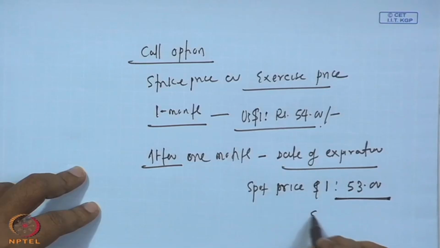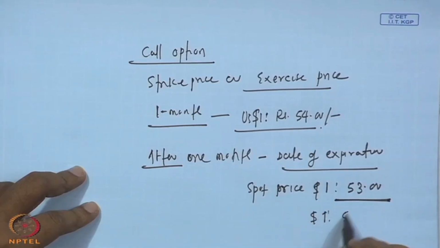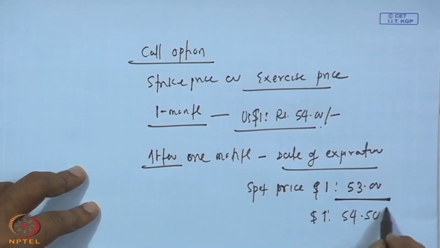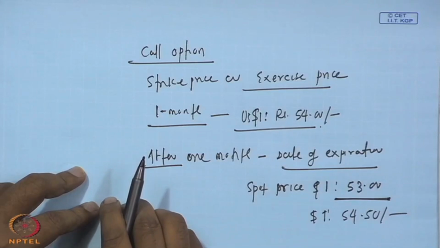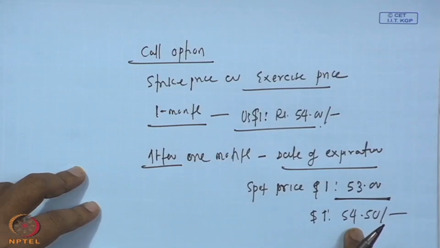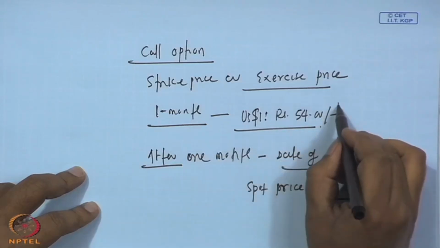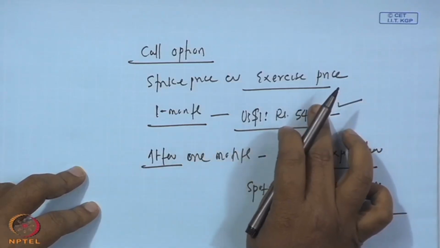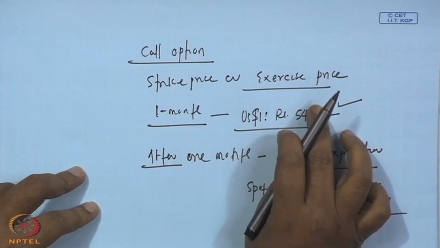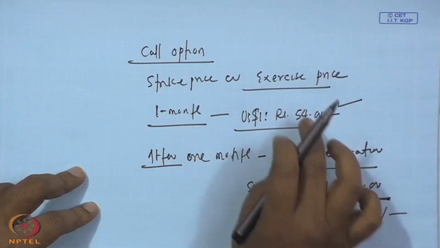Suppose after 1 month the dollar is available at 54.50. What will you do? The spot market is giving you 54.50, but you have signed an option. So you have the right to get the dollar at 54 rupees, and you will exercise this option at 54 rupees. So you will get it cheaper. This is called a call option.